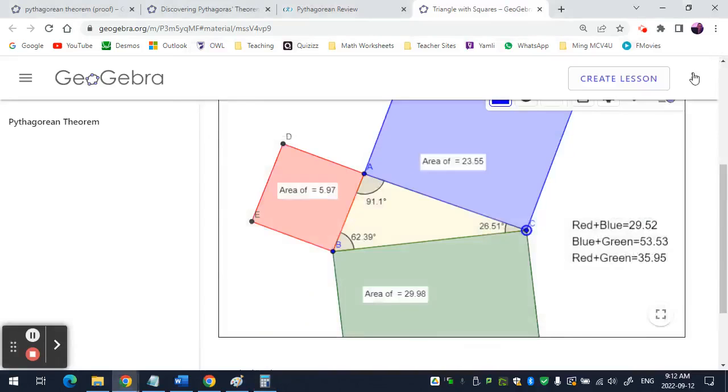29.52. 29.88. But is it close enough? It's not the same. You know why? Because I slightly messed with the triangle. Exactly. Is it making sense now?